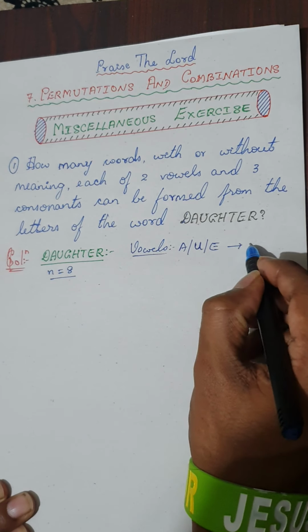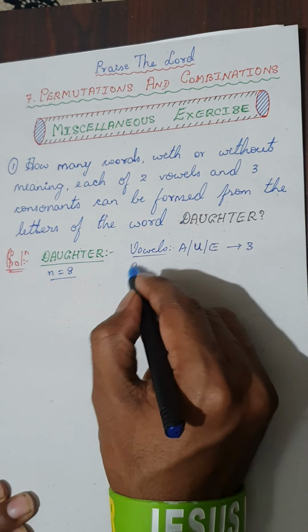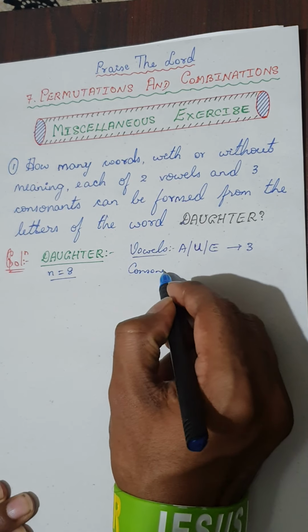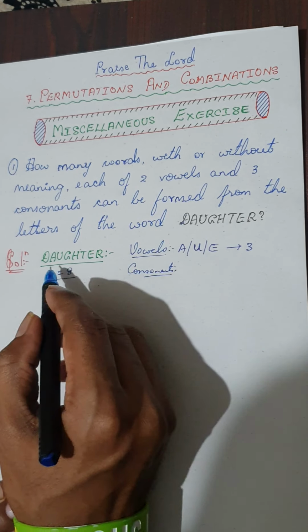Correct? So therefore, there are 3 vowels. Remaining are consonants. So what are the remaining consonants?